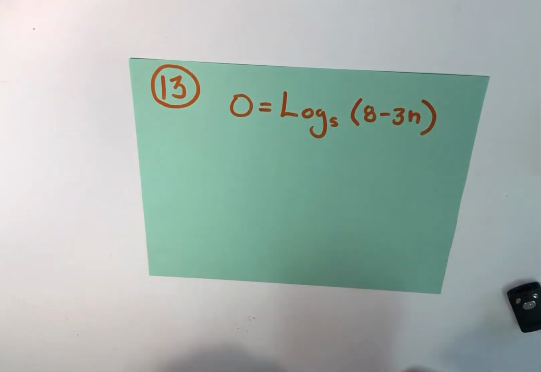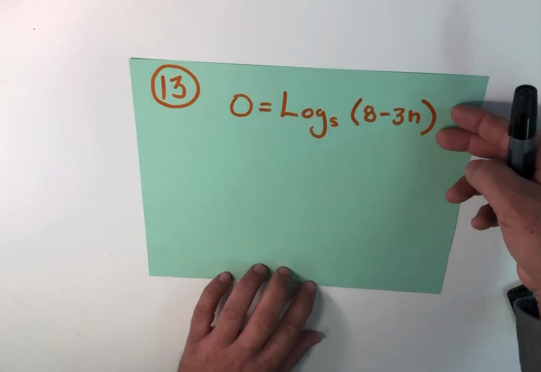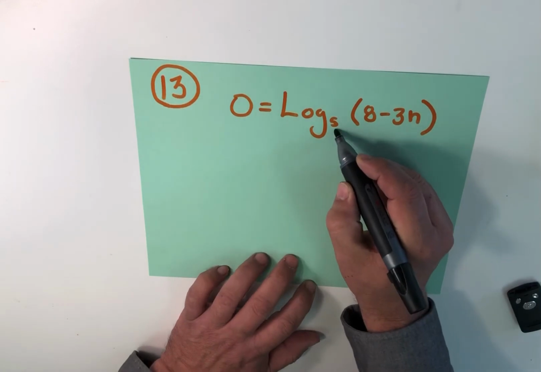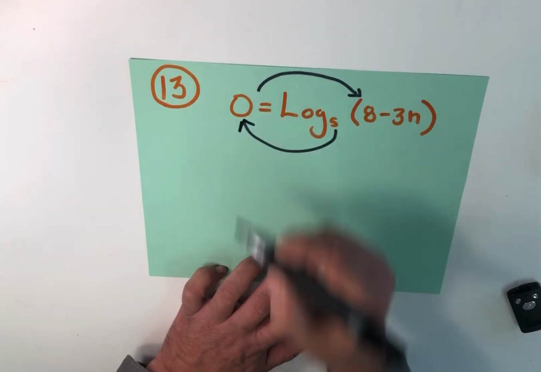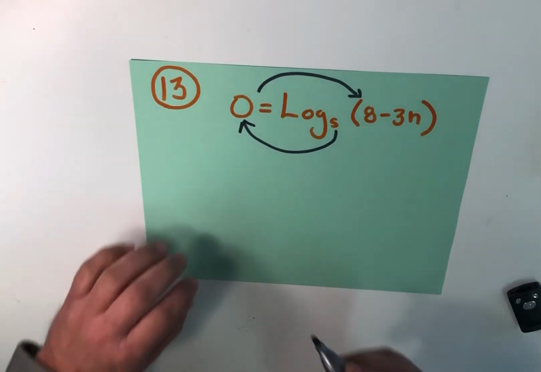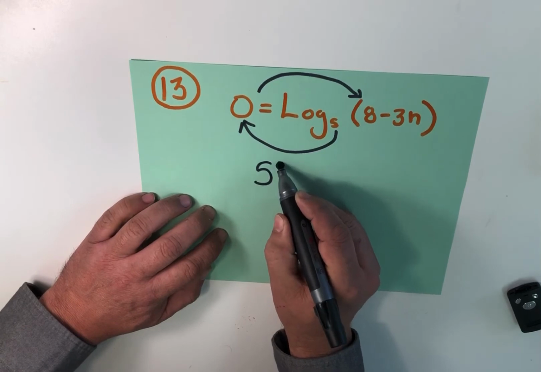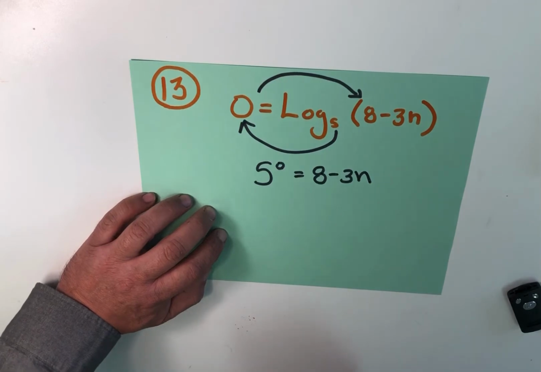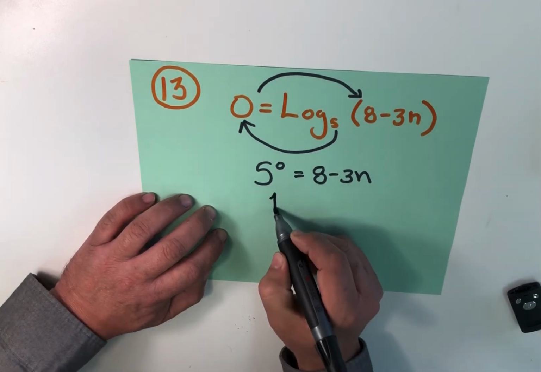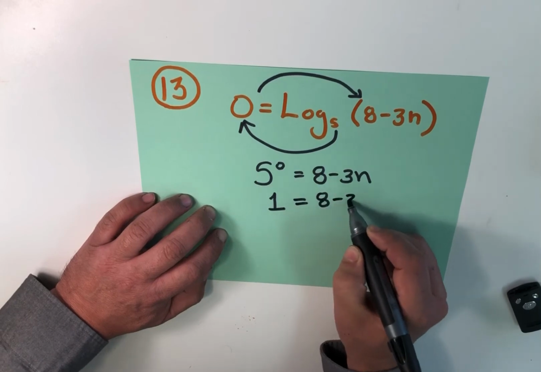Let's try number 13. Once again, I have one log, so I'm going to rotate. But you see what I did this time? I put equals to 0 on the left. So when you rotate, you're going to rotate to the left. Now, if you don't like it this way, you could always set it equal to 0 on the right-hand side and rotate to the right. But as usual, I'm going to pick on the little guy, and I'm going to rotate from the left, and this is what it would look like. Such that when I change this to exponential, this would be 5 to the 0 power is equal to 8 minus 3n. As you already know, anything to the 0 power is always equal to 1. So 1 is equal to 8 minus 3n.